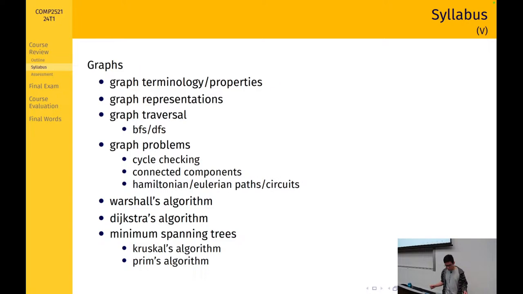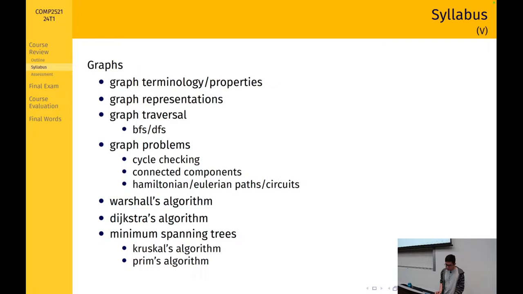So try to remember the difference between those. Remember, BFS visits vertices in order of distance from the starting vertex, whereas DFS goes as far down one path as possible, and once it hits a dead end, it backtracks and then repeats the process. All right, so that's DFS.